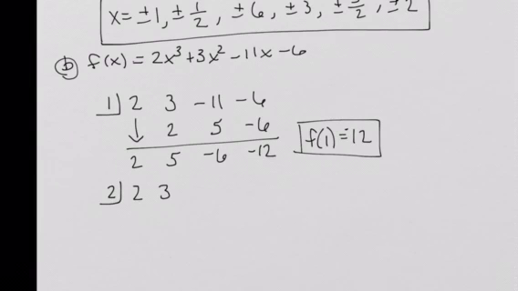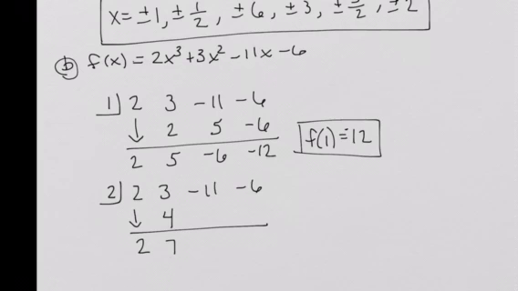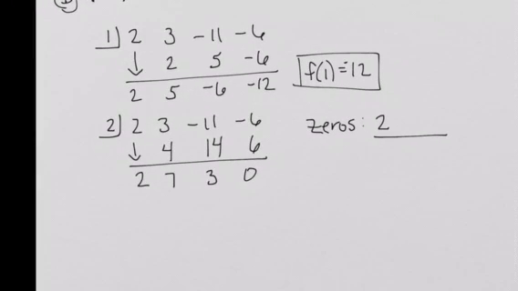So 2, 3, -11, and -6. Bring down the 2, multiply to get 4. Total up to 7, multiply to get 14, 3, 6, and 0. Since we got a 0 here, for our answer, if we were stating our zeros, we know that x is 2 is a 0. Let's go ahead and continue with part C, and we can answer part B as we do that.